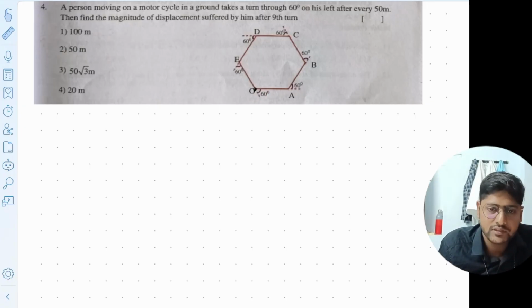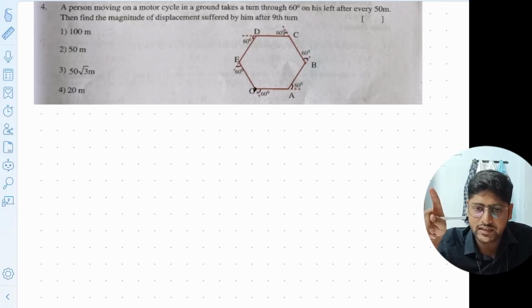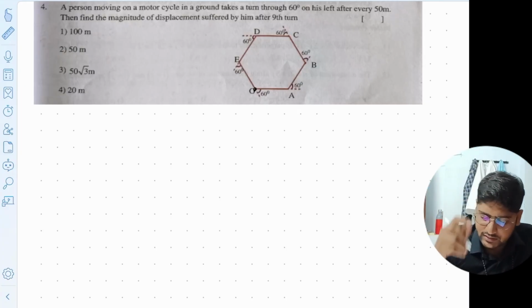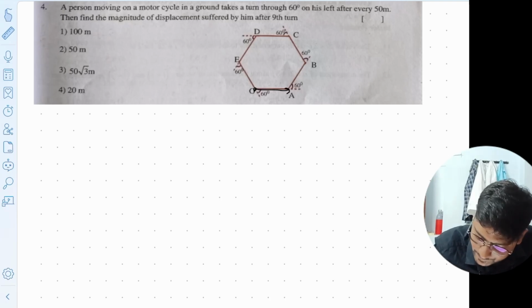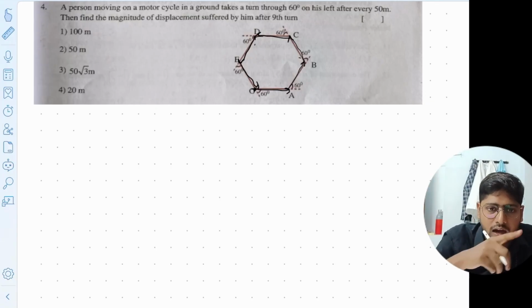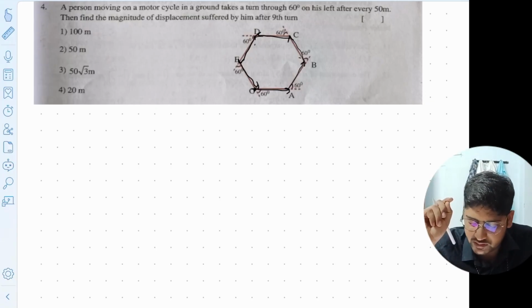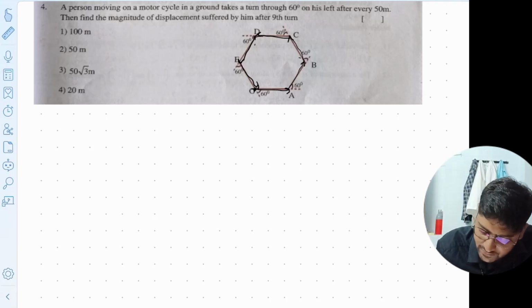Suppose he starts from this point. Then first turn, second turn, third turn, and when he completes 6 turns, the displacement is 0, because the initial position and the final position are both the same. After the seventh turn, what will it be?